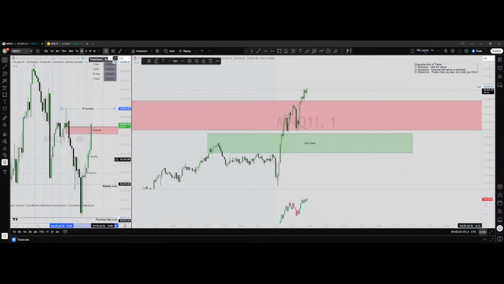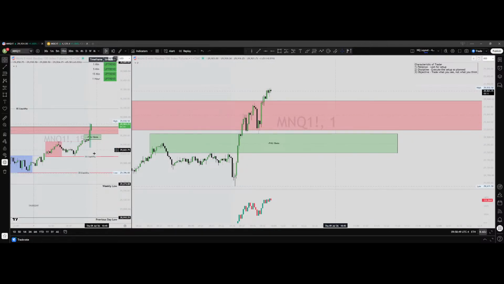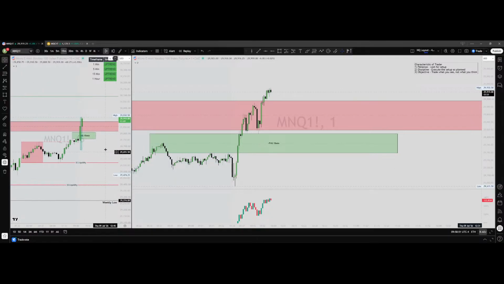3 ticks. Okay, so it's 30094. We are 160 points away from that draw on liquidity. We are almost getting this one internal pool of liquidity right here. Once we get that, we will wait for price to give us a tap into that pool of liquidity.